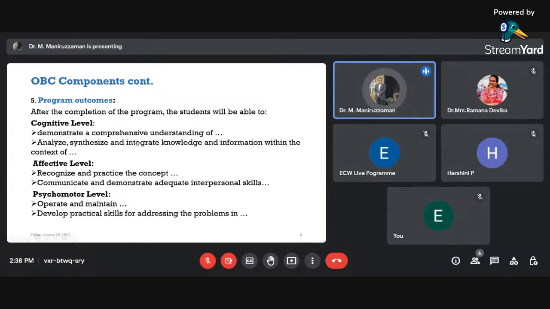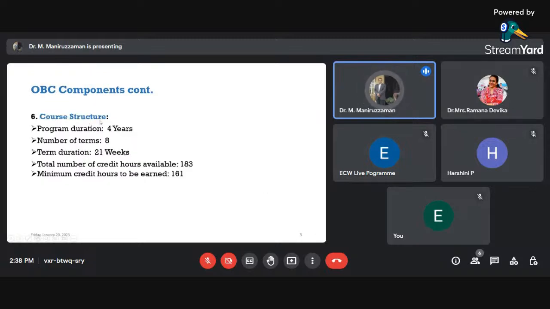The sixth component is the course structure. Program duration, 4 years. Number of terms, 8 terms, each of 6 months. Term duration, 21 weeks. Total number of credit hours available, 183. Minimum credit hours to be earned or achieved, 161. It's within the sixth component.